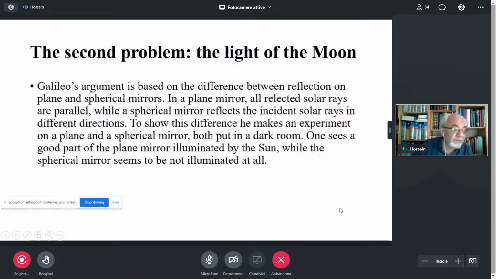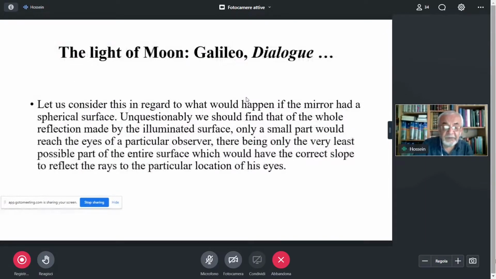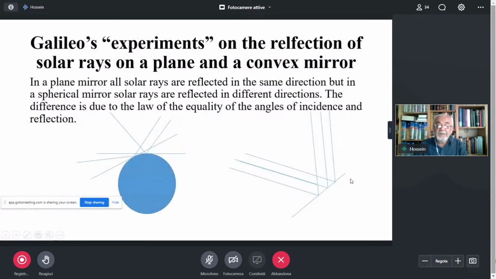As for the light of the moon itself, Galileo bases his argument on the difference which exists between reflection on plane mirrors and on spherical mirrors. I pass over the details and the quotations of his work, and the result of his discussion is shown in these two figures.